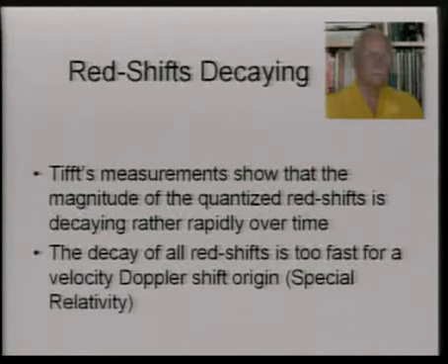Tifft went on and he found, to his dismay, that the magnitude of all redshifts, even the quantized ones, is decaying rather rapidly over time. And the decay is too fast for a velocity Doppler shift origin. There's no mechanism to slow the movement of stars and galaxies enough to change the redshift this fast. And so there was no explanation for this.